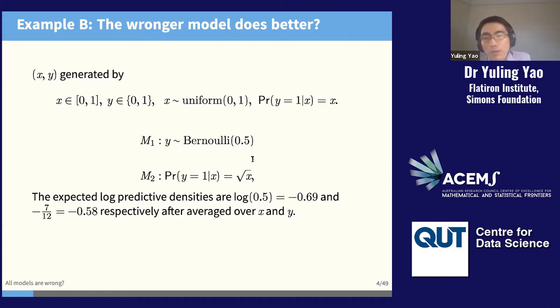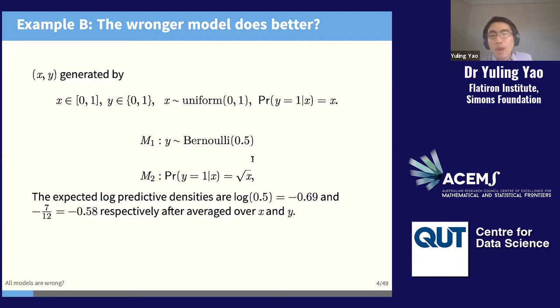This is actually a wrong model, right? Because the correct model is actually Y given X is X. And so it's wrong. Except if you look at the average predictive performance, this wrong model actually does better than the correct model, M1. Of course, you can say, oh, it's actually not the correct model. It's just the unconditionally correct model. But if we do have X, then it's actually the wrong model.